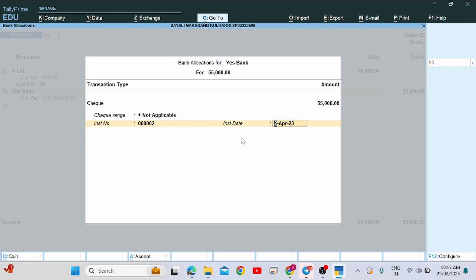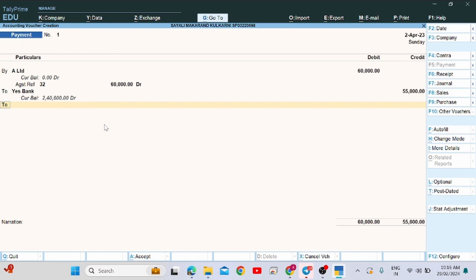Finally we want the instrument date. For BRS we are interested in the instrument date, not the check number. You can skip it if you want, you can write it also. And then finally we have the difference of 5,000.